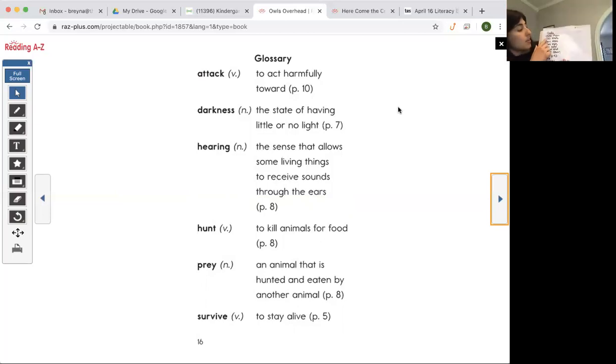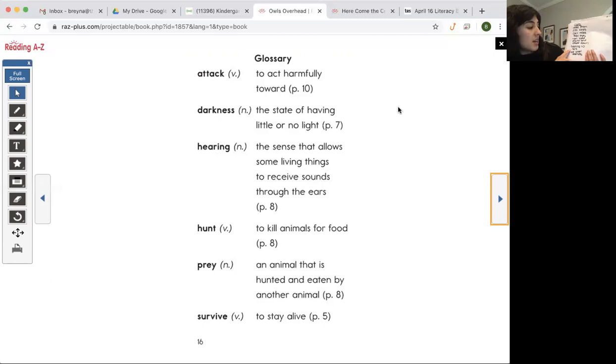I said, owls, there are more than 200 kinds. I thought that was very important to know. Then I said, they can't move their eyes, so they turn their head around or upside down. So I think it's important to know how they move their head since they can't move their eyes like we can.